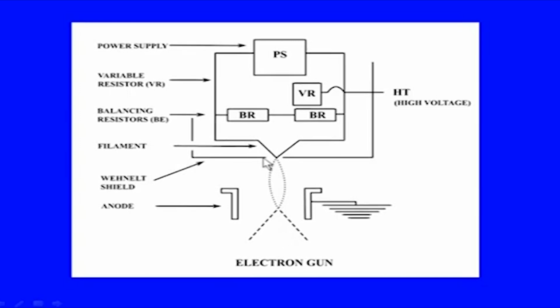The Wehnelt shield condenses or makes an intense cloud here. So, this seems to be the electron source, and then finally, the electrons are moved down the column through different lens systems and through the specimen to form the image. So, this is a typical schematic of an electron gun, which is employed in electron microscopes.